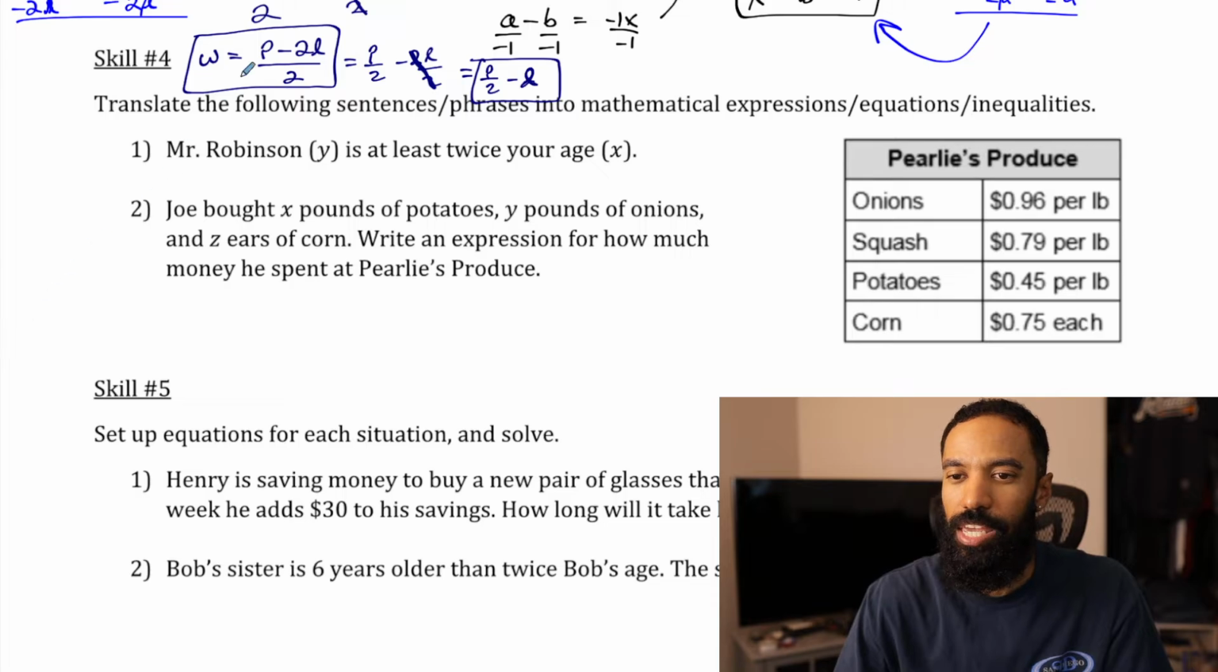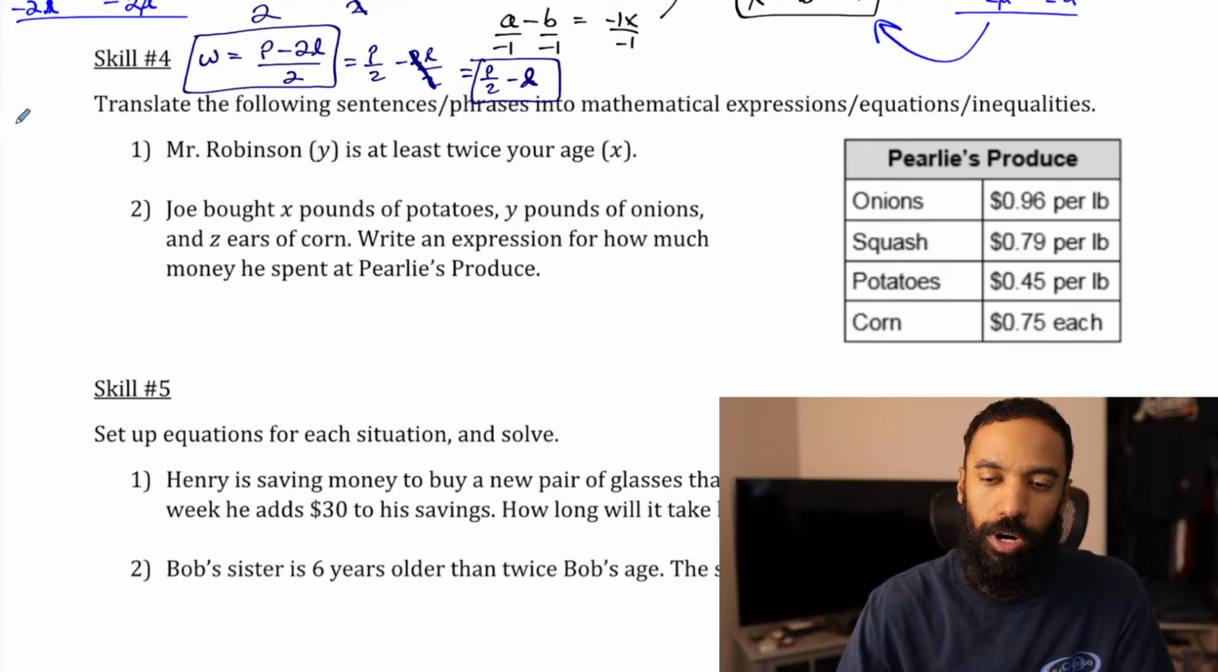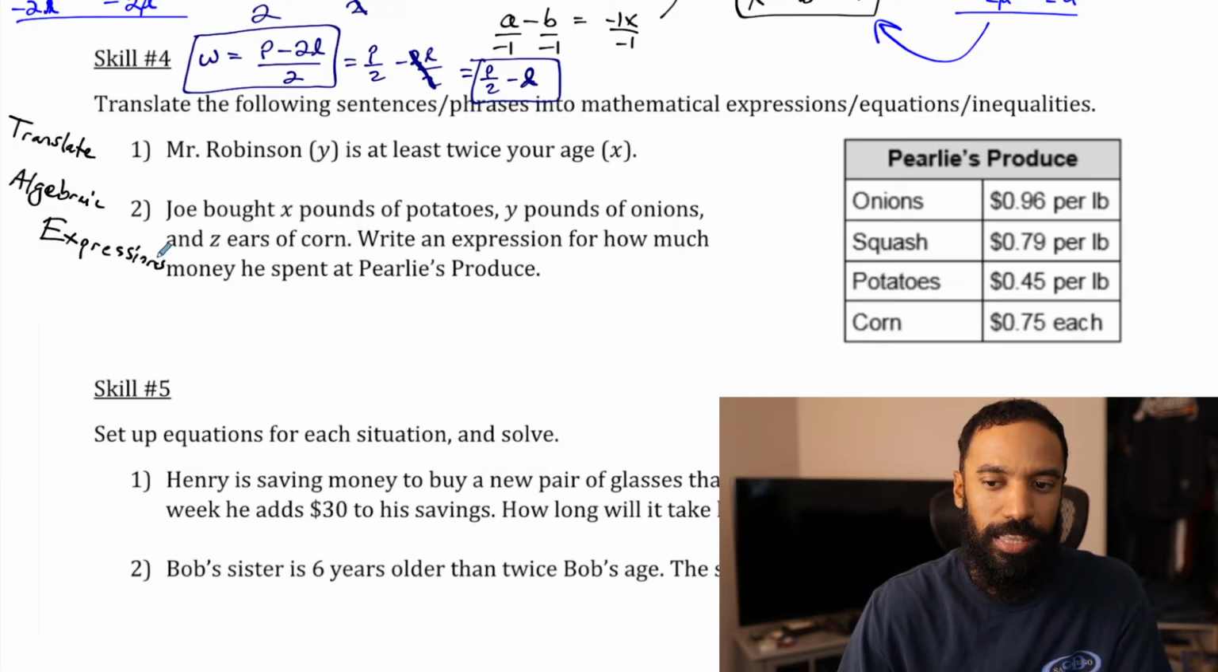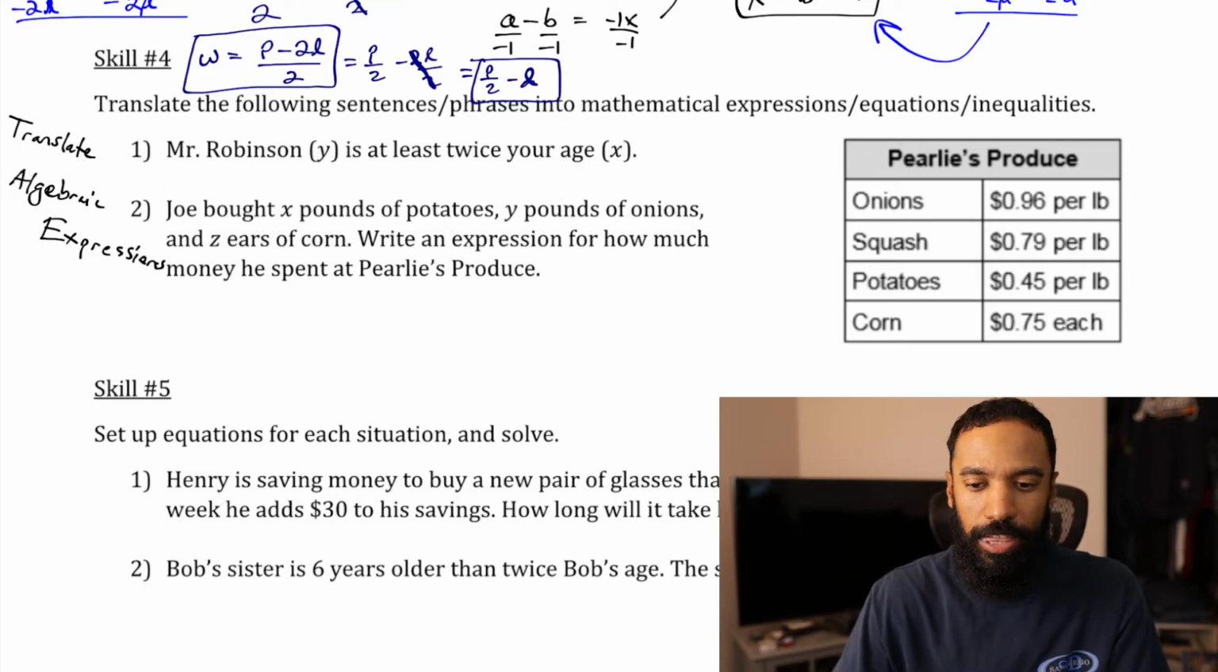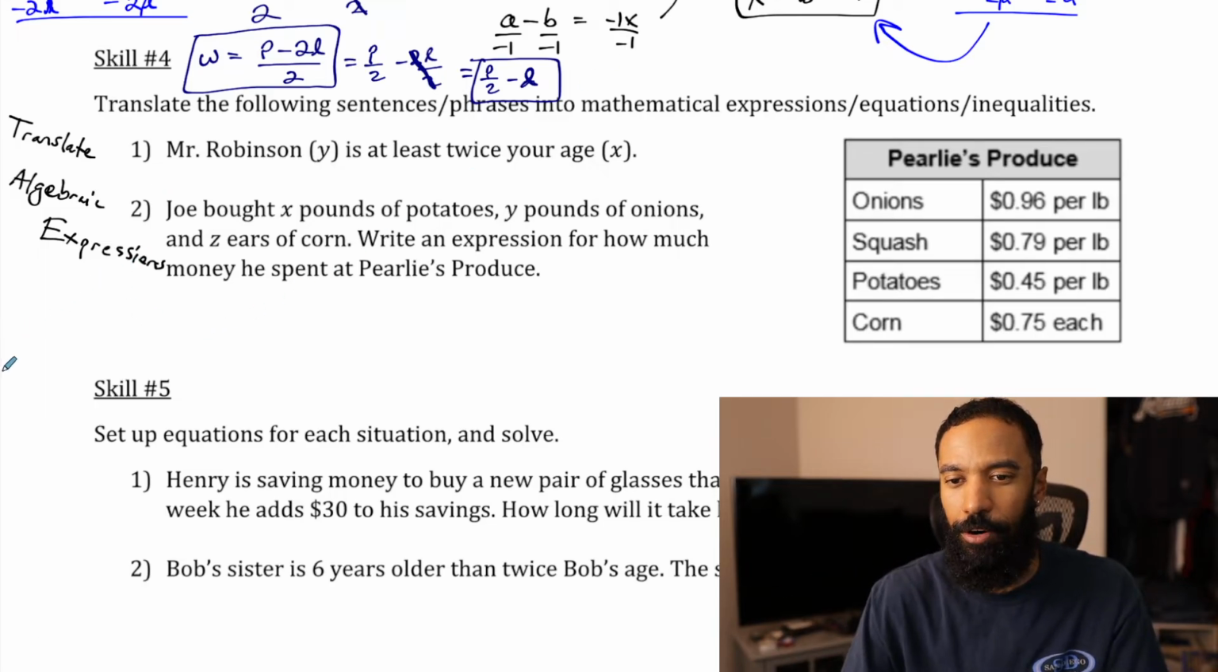All right, 2 more skills. Skill number 4, it's word problems to translate algebraic expressions. We're actually not going to solve these ones here. Skill number 5, we will. This video went on a lot longer than I expected. I was thinking of doing this one of 2 ways. In fact, I will do a second one that's just very cut and dry, very fast. If that's cool. I think I'm going to do that because this is going to go beyond a half hour.